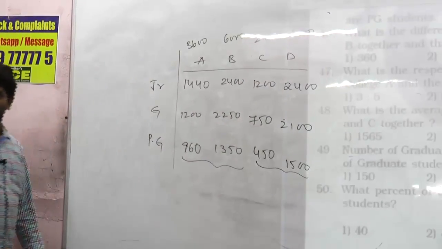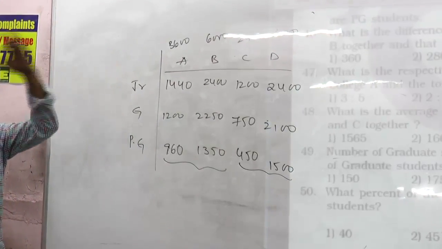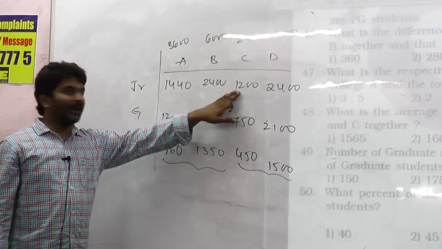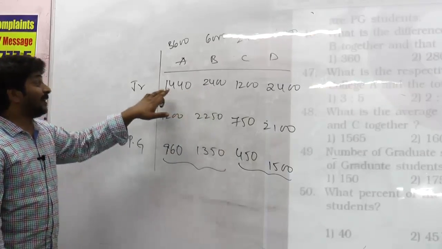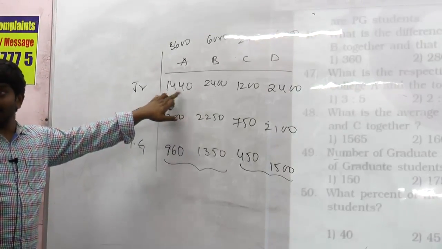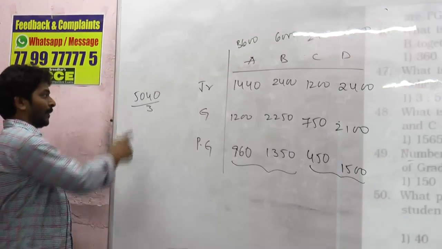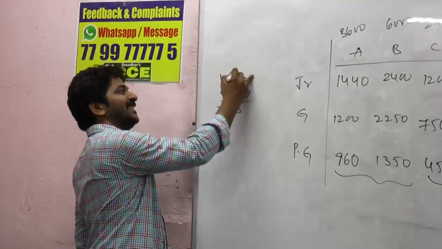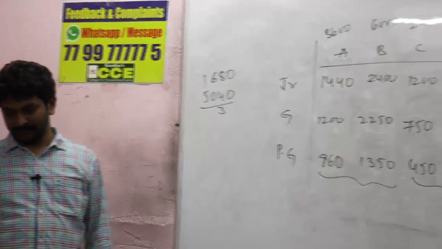Now, wait a minute. You asked about average, right? 1200, 2400, 3600, 3600 plus 1440, 5000 plus 40, 5040. You are asked about average, so divided by 3. 1680.